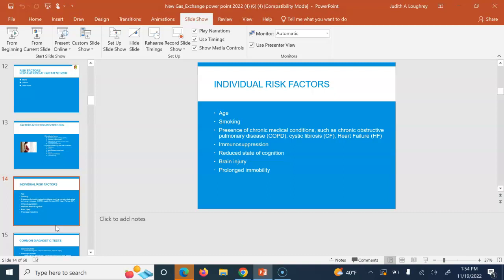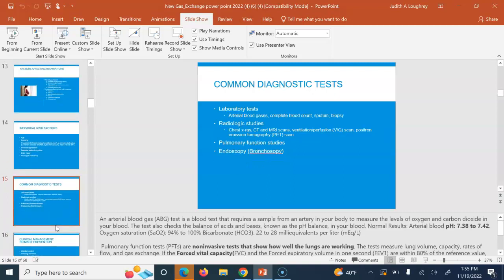People with immunosuppression, those in a reduced state of cognition, so people with dementia, confusion, brain injury, or those with prolonged immobility are also at risk. Some of the common diagnostic lab tests that you will see.